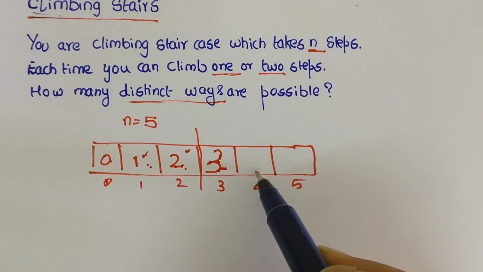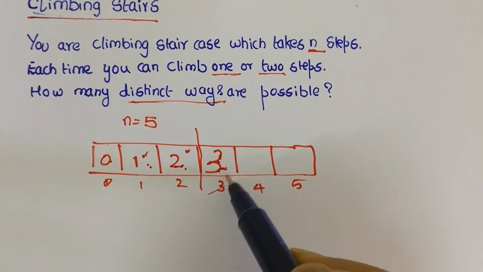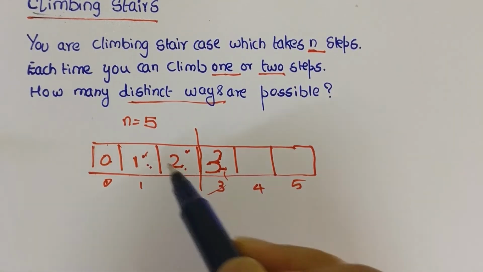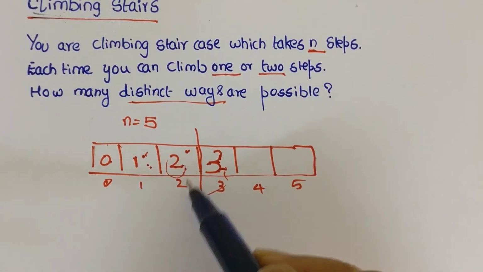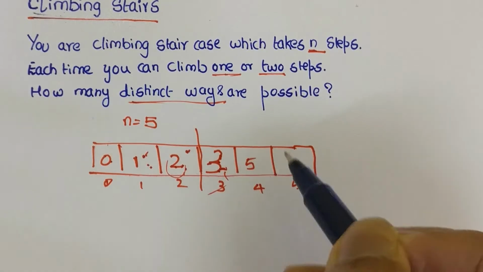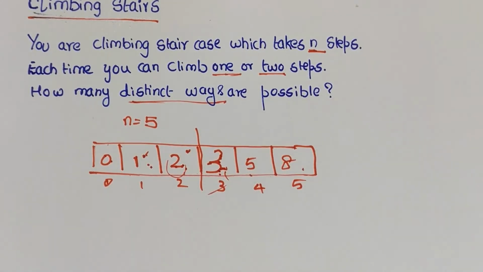Similarly for the fourth place, either I can take one step from here, or I have to take two steps from here. If I'm taking one step from here, there are three ways of reaching here and then taking one step. If I'm taking two steps, there are two ways of reaching here, and from there I take two steps. So totally there are 2 plus 3, 5 ways. Similarly here, 3 plus 5, 8 ways. If you observe closely, this resembles a Fibonacci sequence: the sum of the previous two terms.